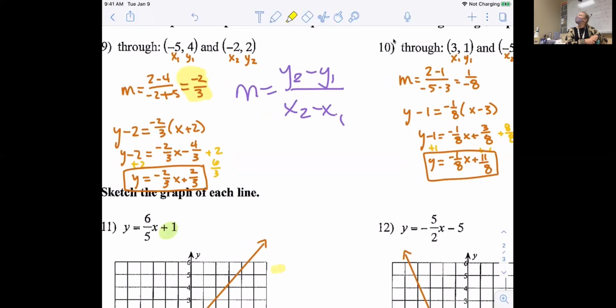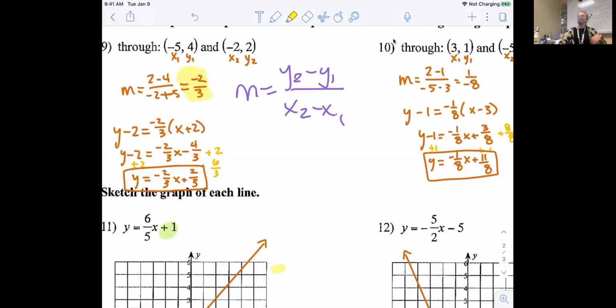Any questions I can answer? The next three are just graphing. I do think that 9 and 10 were the most complicated ones, or the hardest ones. Would you guys agree? Some of us yes, some of us no. Okay, yeah, they were.